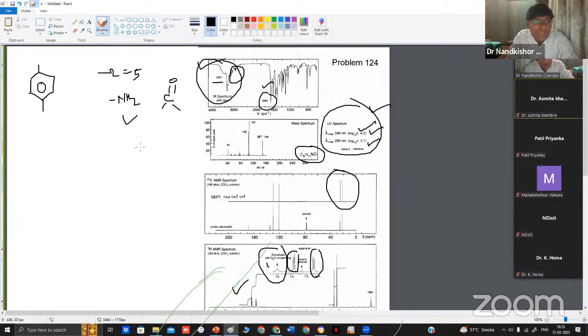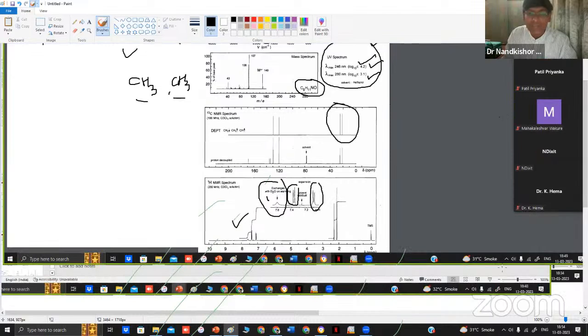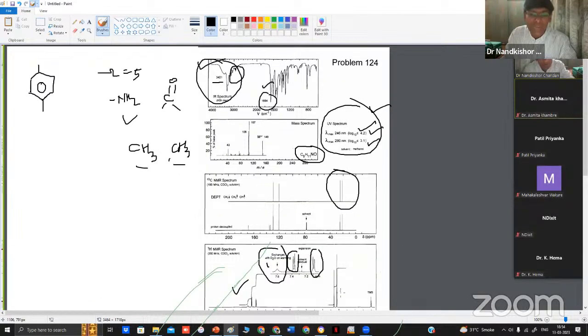If 2 CH3 are there, now count the carbon atoms. So there is a C9. So C9 means 3, 4, 5. And there must be another carbonyl group. So there is a presence of another CH3 over here. Now what else? Yes, the 2 CH3s, their height is the same. So DEPT also confirms there is no presence of CH2.